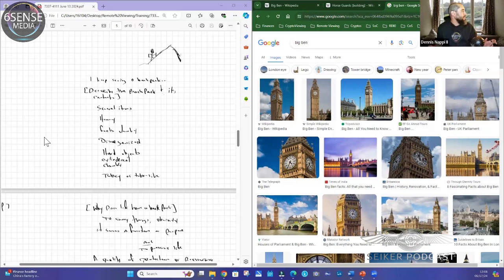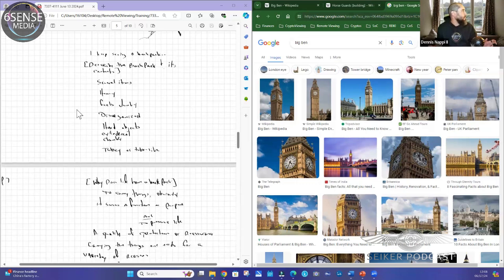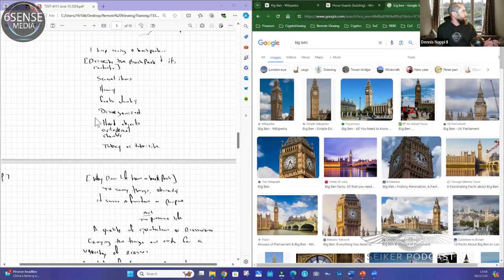What's in its contents? Several items. They were heavy, it felt junky, it was disorganized, hard objects, cylindrical, chunky, tubey or tube-like. Nothing in there felt like an organized Everest expedition.